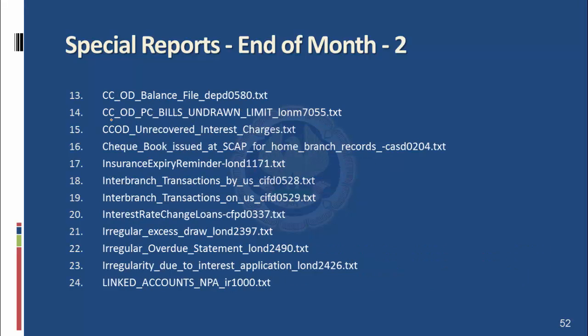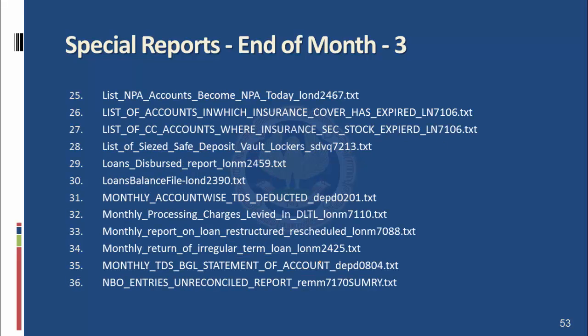Now these reports are in text format, and these are the reports that are most important for a chartered accountant, like irregular excess drawing, which is related to the prudential norms, irregular overdue statement of account, irregular due interest, which is an indication for the NPAs. So we take these reports and dump them into Excel and make a further analysis. And you have many more reports like this. These are all the list of NPA accounts between two dates, which is dumped every month onto every branch.